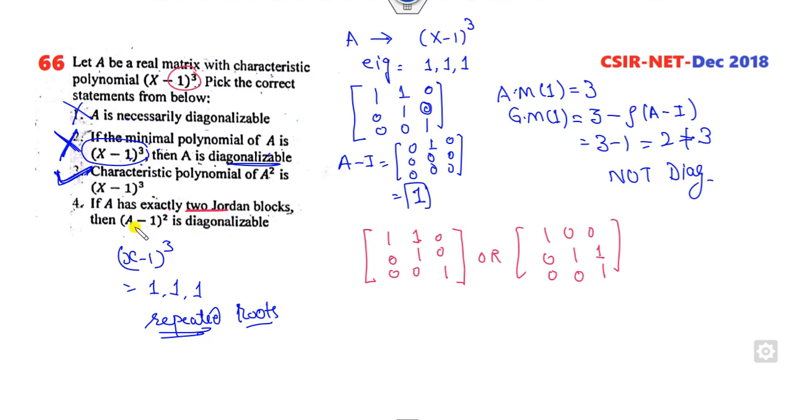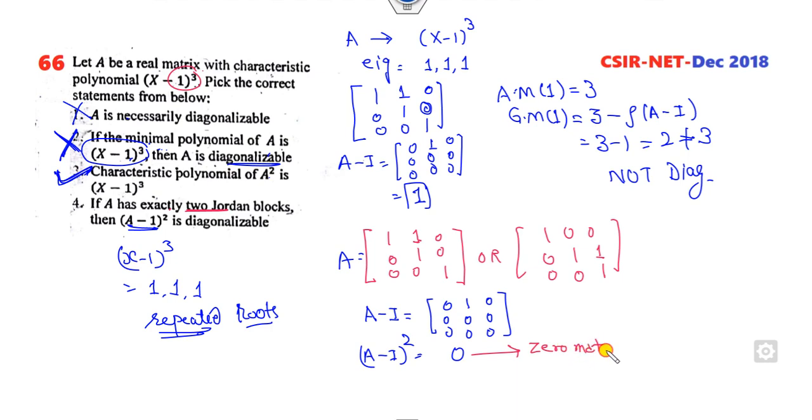Then (A minus I) whole square is diagonal. So what is A minus I? If I take this as my A, so 0 0 0, 1 0 0, 0 0 0. Fine. So what is (A minus I) whole square? Clearly this is 0. So what is the meaning of that? The right hand side is my 0 matrix, and we all know the 0 matrix is diagonal. So once it is diagonal, the left hand side is also diagonal. So this is the right answer. So C and D are my correct options.